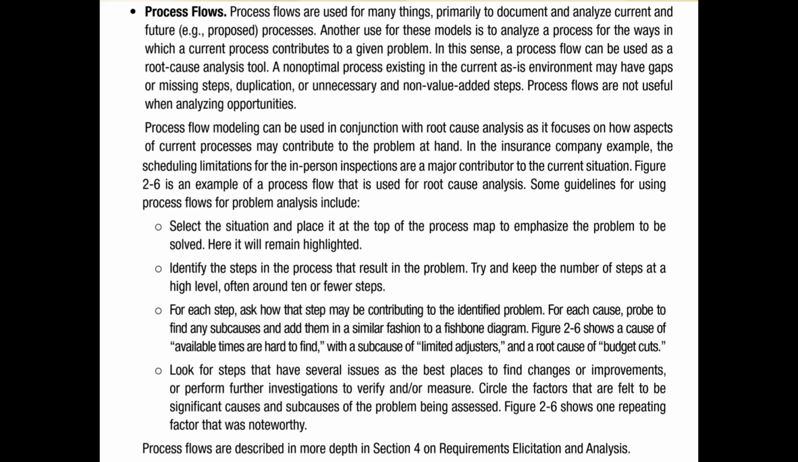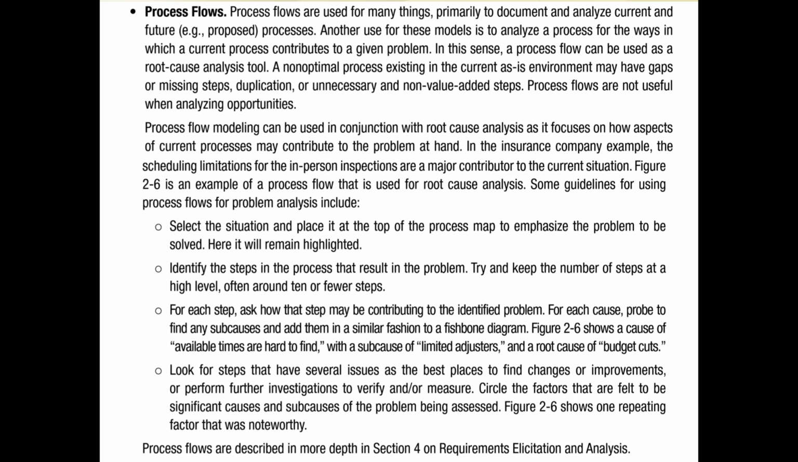Some guidelines for using the process flows. Select the situation and place it at the top of the process map. Put the situation on the top of the process map to emphasize the problem to be solved. Here it will remain highlighted. Identify the steps in the process that result in the problem. So, just identify all those steps which are in that process. Try and keep the number of steps at a high level, often around 10 or fewer steps.